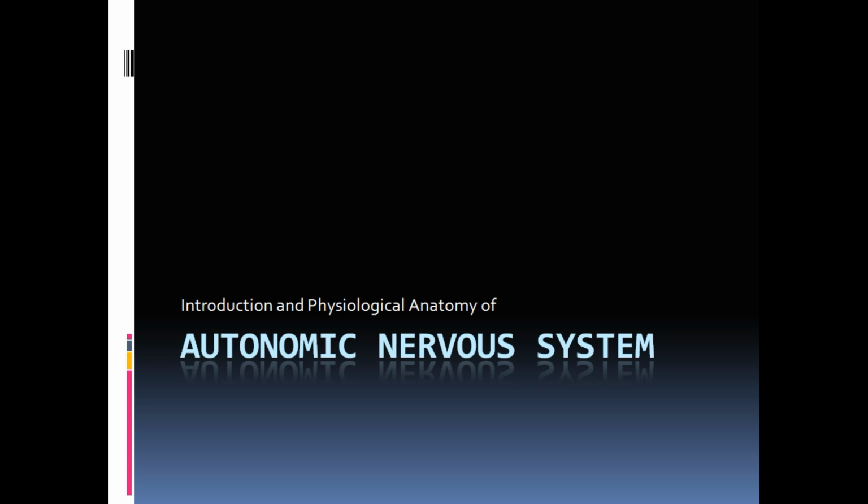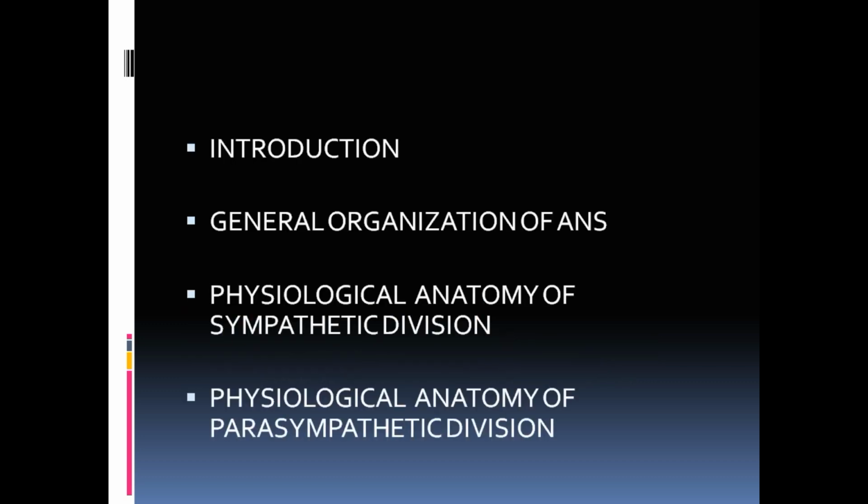In this video lecture, we are going to study the introduction and physiological anatomy of the autonomic nervous system. We'll cover this topic for today's lecture under these headings: the introduction, general organization of ANS, physiological anatomy of the sympathetic division, and then the physiological anatomy of the parasympathetic division.